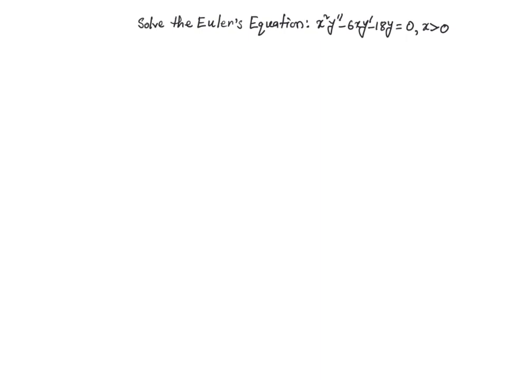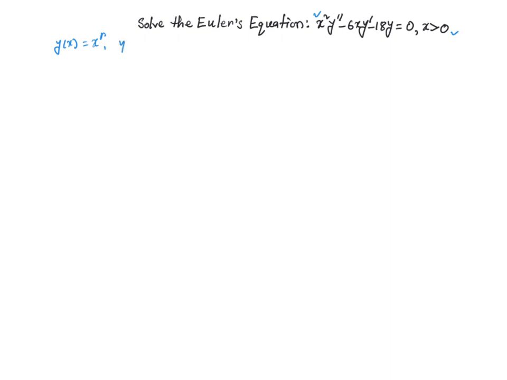In this video, I'm going to solve this Euler's equation, x squared y double prime minus 6xy prime minus 18y is equal to 0 with x positive, x greater than 0. To solve Euler's equation, we make the assumption that our solution is of this form, y of x is equal to x to the power r. By making that assumption, we take the first and second derivative and plug it into the given equation.